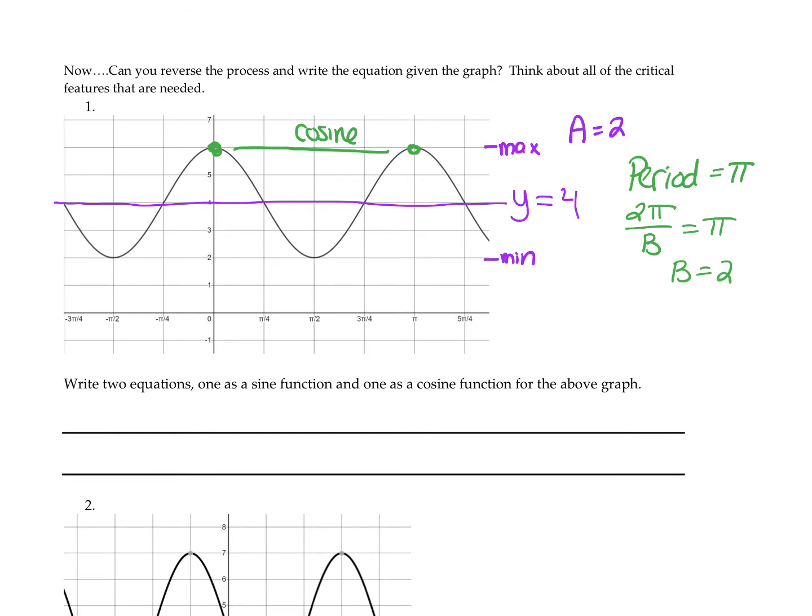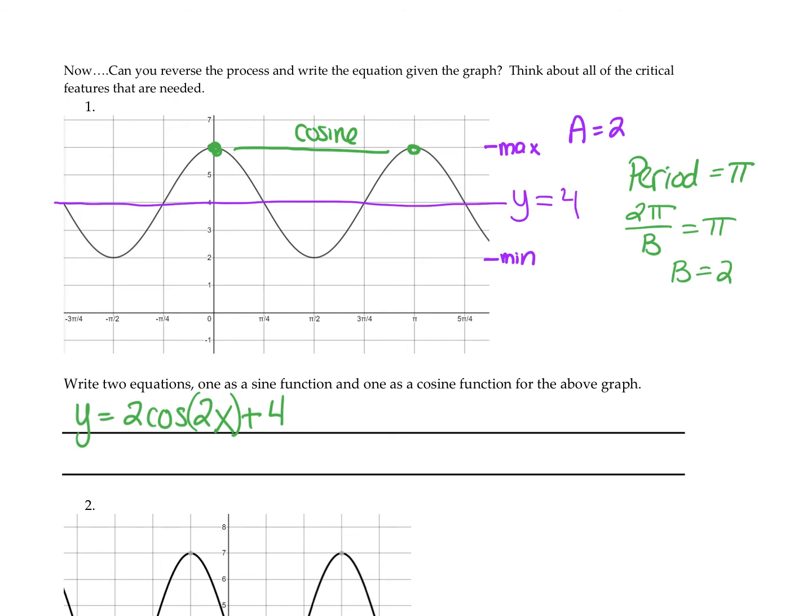And I think we have all the information, so let's start writing our equation. We're going to have y equals amplitude of 2 cosine, b value of 2, and then no shift. So I'm just going to have 2 times x, and then up 4. We could also put this 2x in parentheses, either way. So that's one cosine function we could write. There's definitely more than one option, but I think that's the easiest one because there's no phase shift.